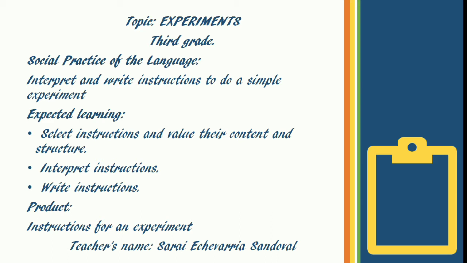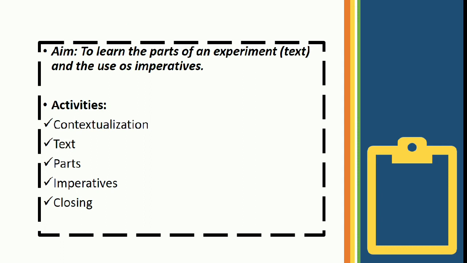And the expected learning: select instructions and value the content and structure, interpret instructions, write instructions. And this is our product. At the end of this series of videos, you are going to be able to write instructions for an experiment. And the aim for today is to learn the parts of an experiment. You are going to identify these parts in a text, and also the use of imperatives.